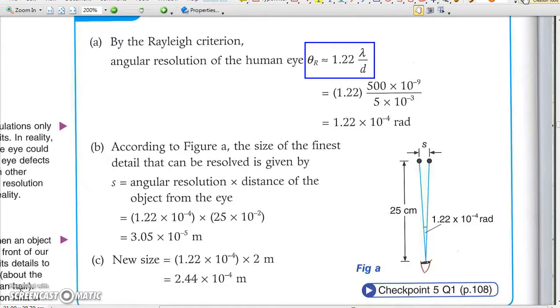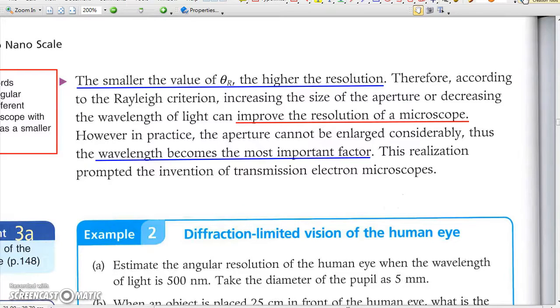From the expression theta_r approximately equal to 1.22 lambda over d, you can see a larger diameter d or a shorter wavelength lambda can reduce diffraction effect and hence reduce the angular resolution theta_r, and so improve the resolution of the microscope.